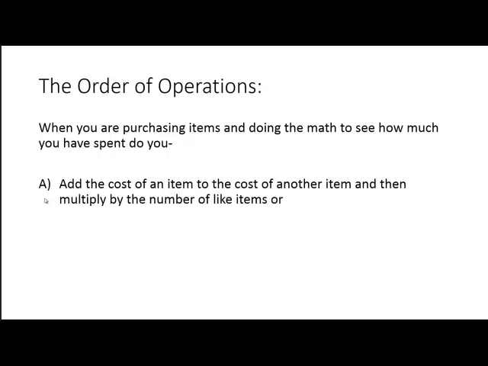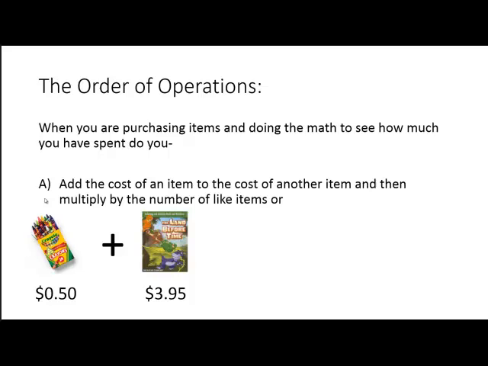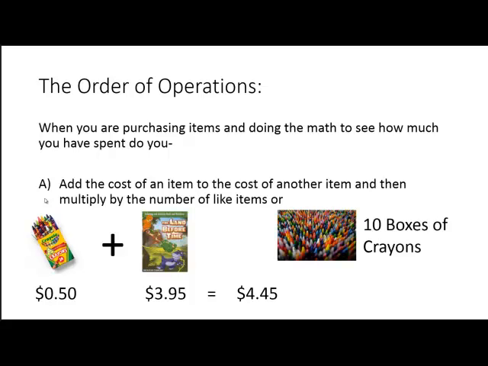So if you do that, are you going to add the cost of an item to the cost of another item and then multiply by the number of like items? That would look kind of like this. So if we're buying crayons for 50 cents and a Land Before Time coloring book for $3.95, that will equal $4.45. But if we need 10 boxes of crayons, we multiply that $4.45 by 10, we get $44.50.